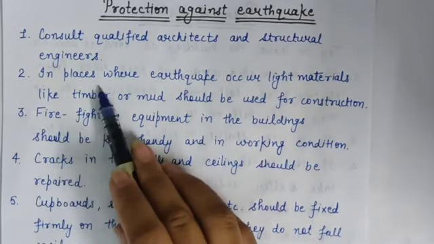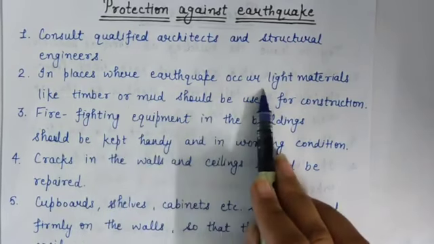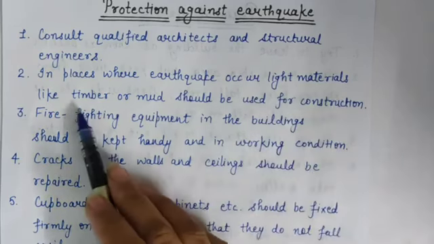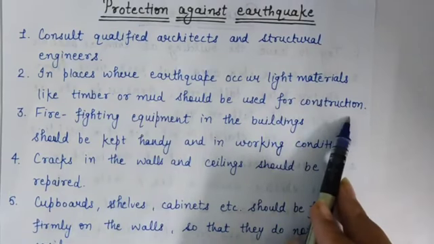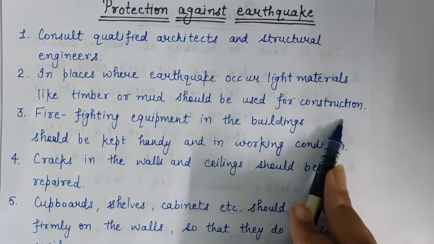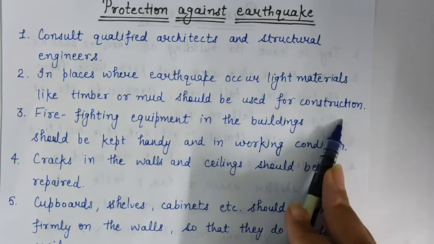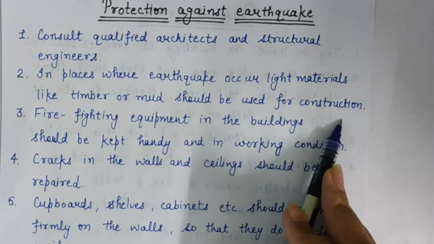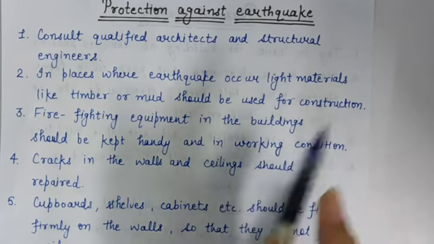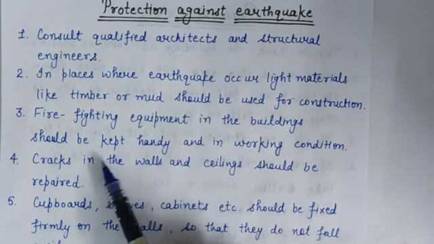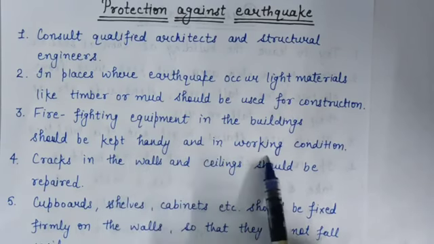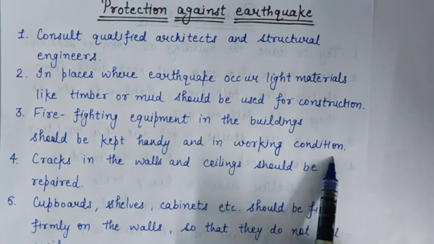Second, in places where earthquakes occur, light materials like timber or mud should be used for construction. Why? Because the roofs should be as light as possible. That's why light materials should be used for construction. Third point, firefighting equipment in the buildings should be kept handy and in working condition.